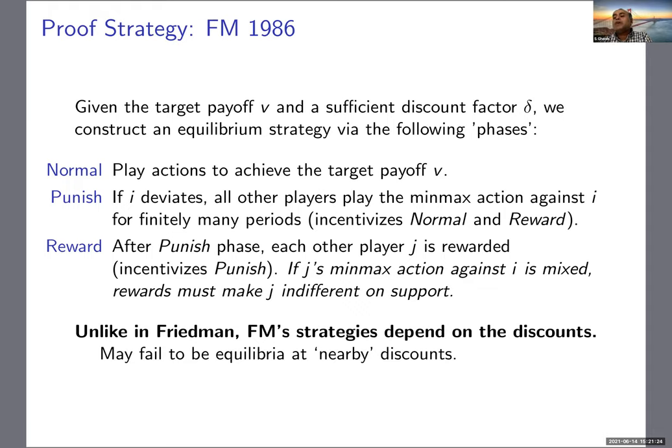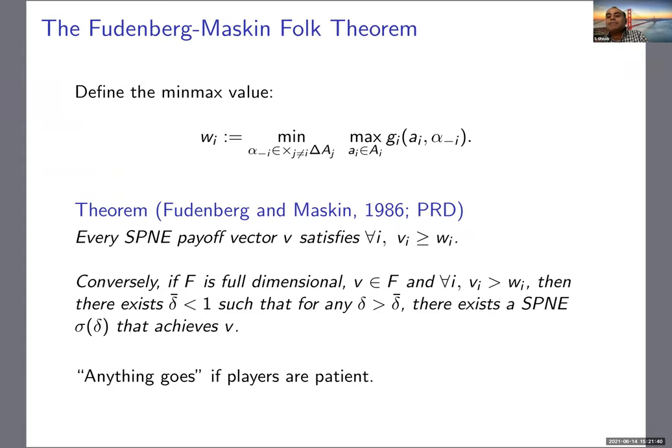Now the question is how much to reward them? Can we reward them a fixed amount? The answer is no, we cannot reward them a fixed amount, because the amount of reward could actually depend on what they did. It depends on what min-maxing is. So let's just go back to the definition of min-max. Suppose the minimum is attained over a pure action. Suppose in order to punish Ms. I, all the other players, Mr. J's, just need to play a pure action. Then we have no difficulty, we can give them a constant reward.